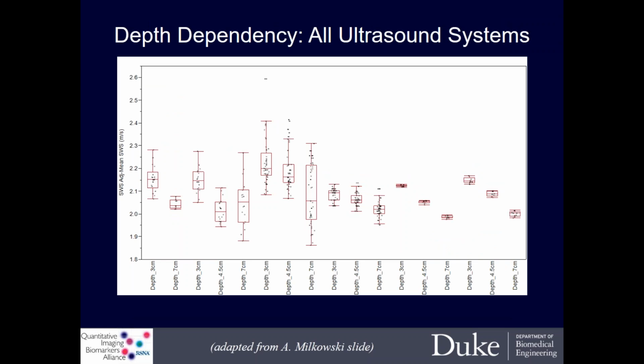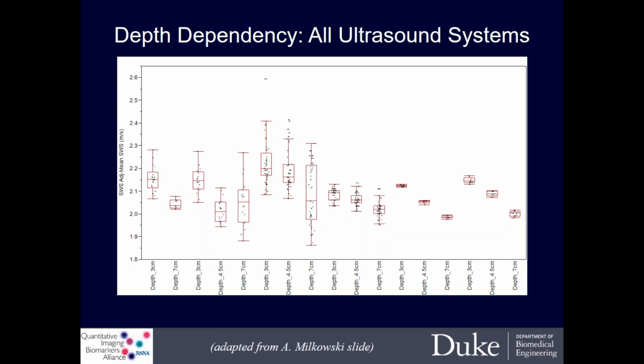Starting to tease this apart as a function of focal depth, which I've been alluding to. What you're seeing here is, in either pairs or triplets for a given system, how much variability was seen in a given phantom as a function of focal depth. The left 2 points are at depths of 3 and 7 centimeters for one system. The next 3 points were at 3, 4.5, and 7, and it repeats across the plot at 3, 4.5, and 7 for different systems. What you can see is that there's definitely a downward bias in the estimated shear wave speed as a function of depth.